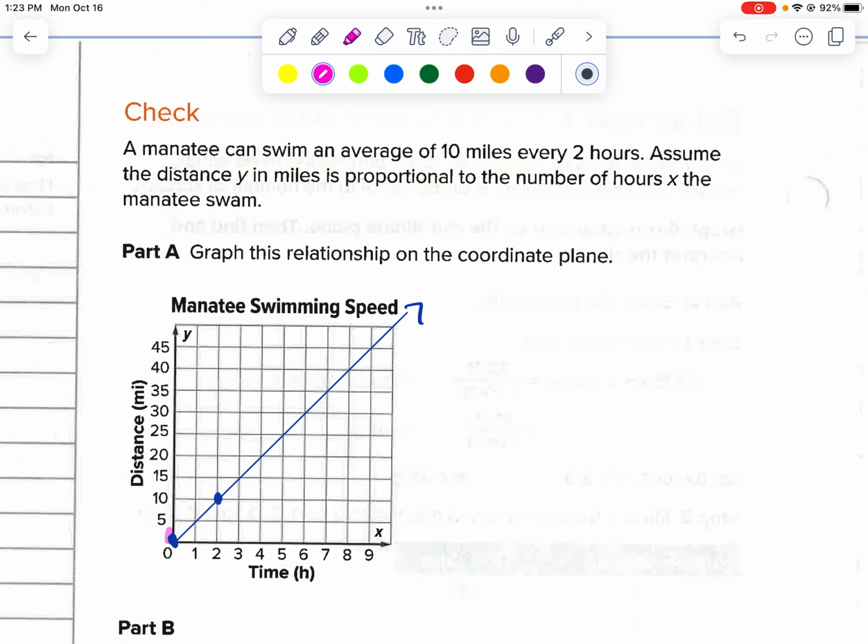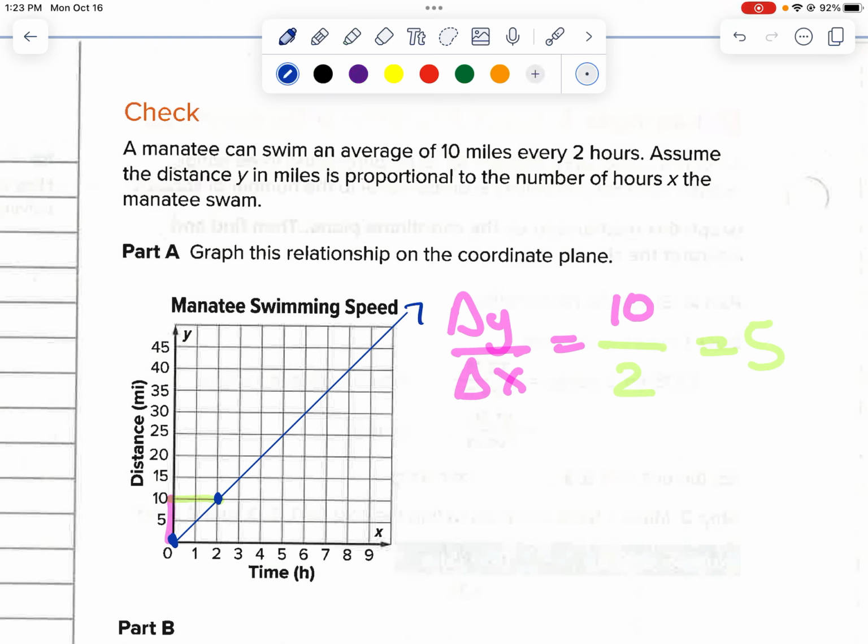How far up did it go? So the change in y, the change in x, it went up 10. And how far did it go over? It went over 2. So that equals 5.